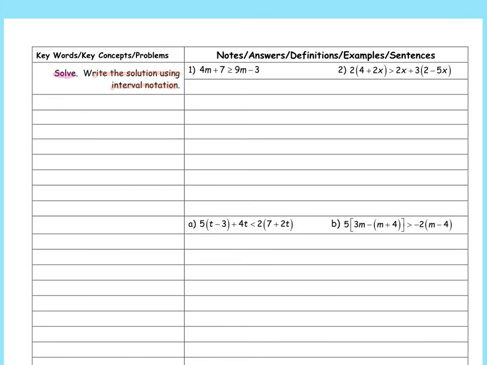So I'm going to solve this first. I'm going to subtract 4m and add 3. Okay, so I've got 10 is greater than or equal to 5m. Divide by 5. And I get 2 is greater than or equal to m.